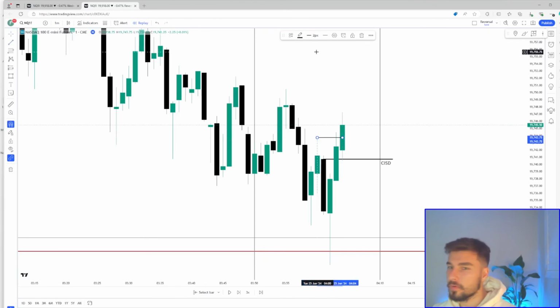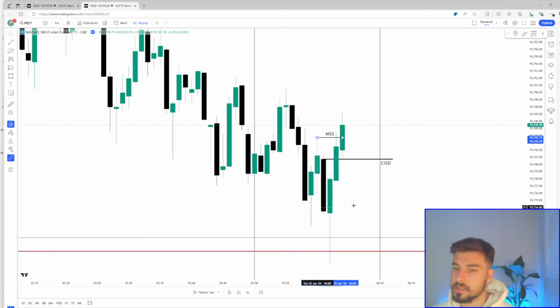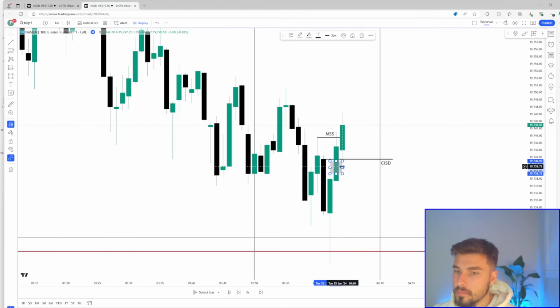So a lot of people are confused between what's a market structure shift and what's a change in the state of delivery. I hope that kind of explains the difference. That there's a change in the state of delivery. That there is a market structure shift. Both occur, but the change in the state of delivery occurs before the market structure shift. That makes sense. So number one, number two, we've also formed a bullish fair value gap right here, right?